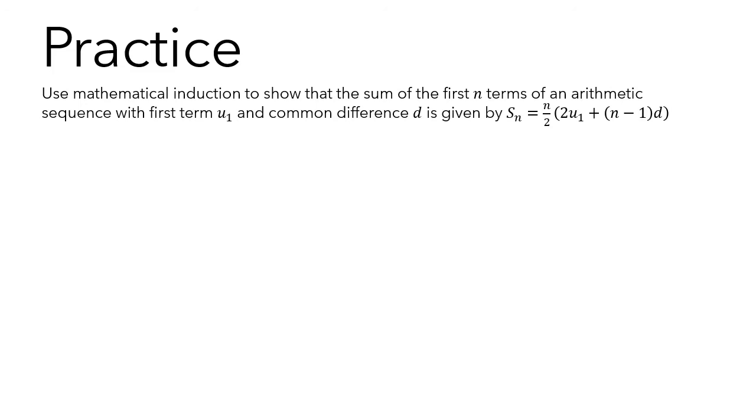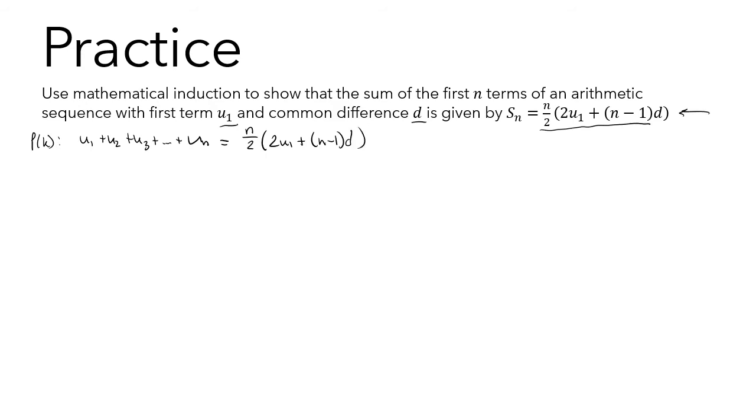All right, let's try one more example. We're going to use mathematical induction to show that the sum of the first n terms of an arithmetic sequence with first term u1 and common difference d is given by this formula. So in other words, we're trying to prove that u1 plus u2 plus u3 plus all the way up to un is going to be equal to n divided by 2 times 2u1 plus n minus 1 times d, or that formula right there.